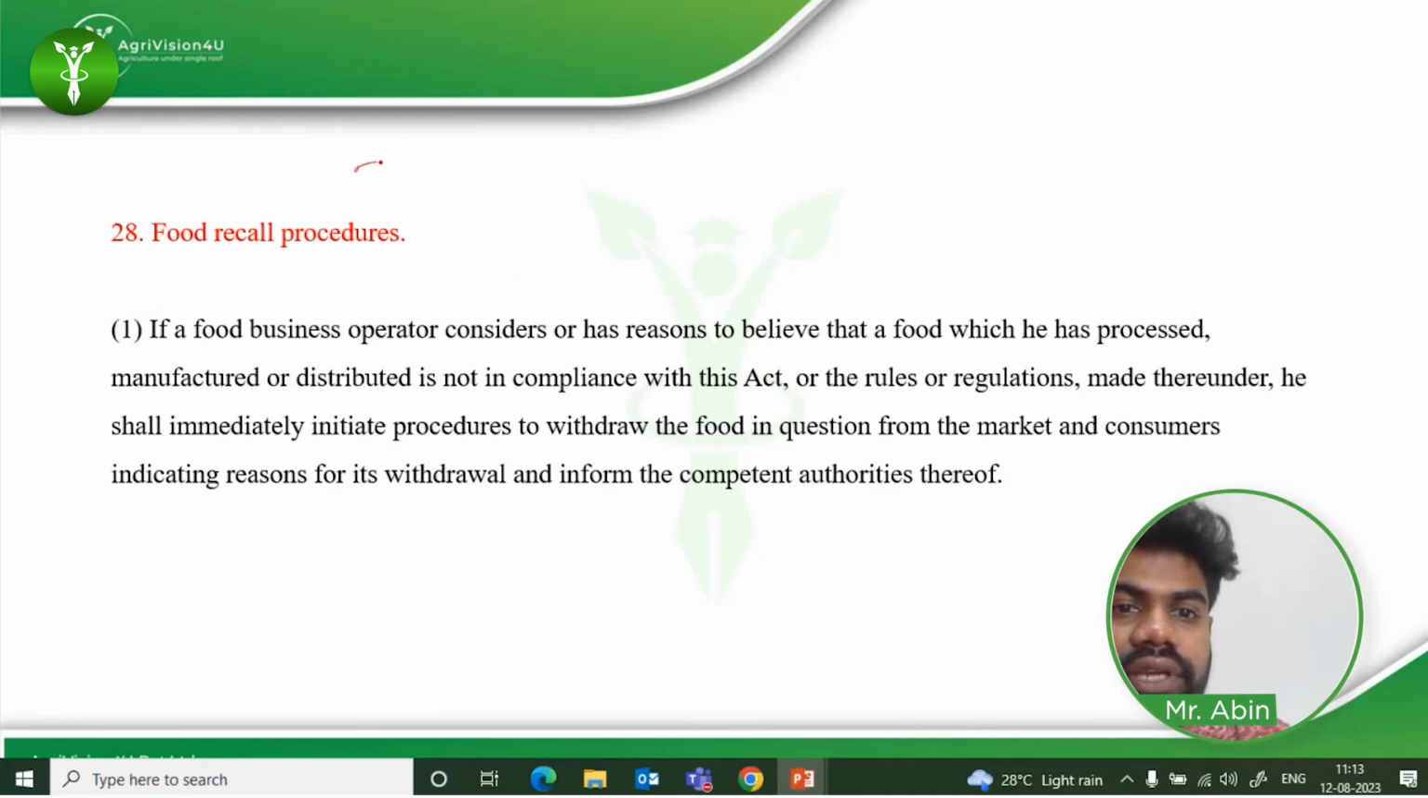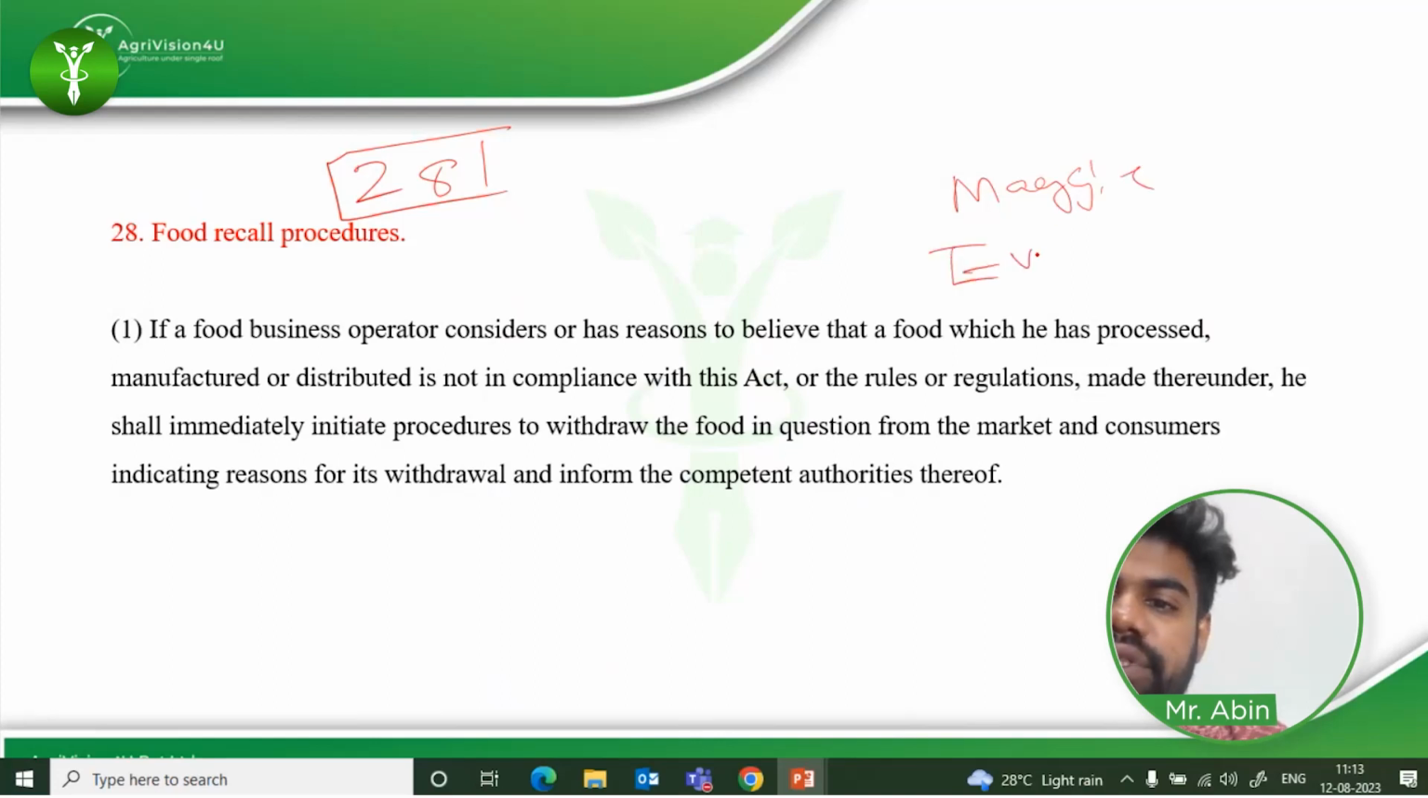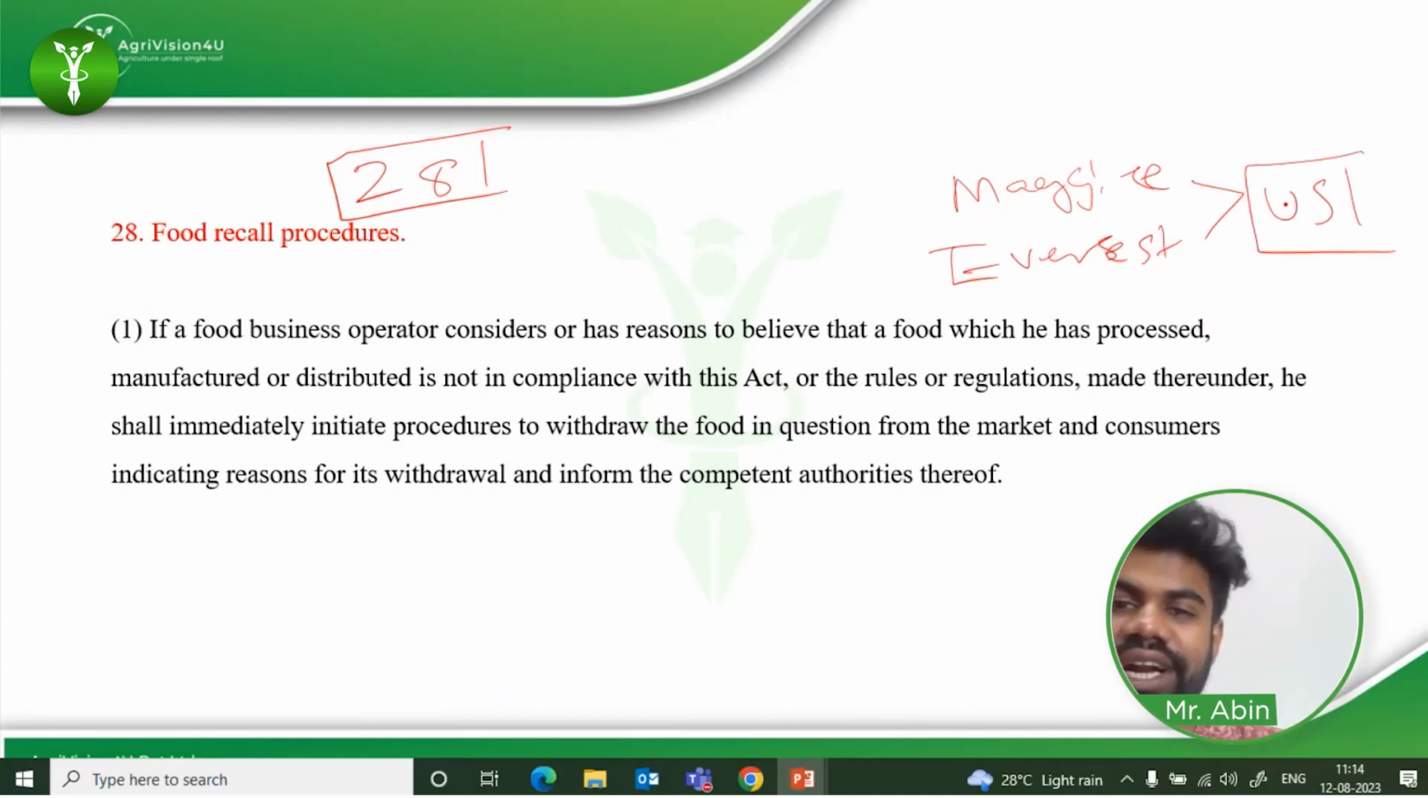Now, section 28 stands for food recall. Food recall, as you all know, happens when there is food poisoning or some microbiological issues. Recently, we have seen the recall of many products, that is, Maggi masala and Everest sambar masala. These came up recently; they went from India to the US, and some possible contamination was found and the food recall procedure started.